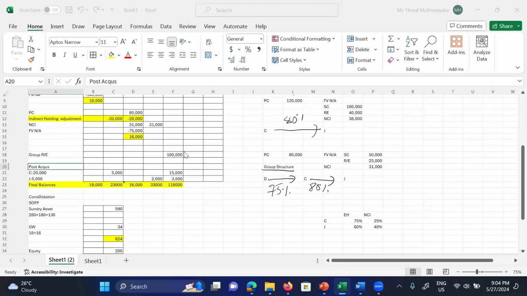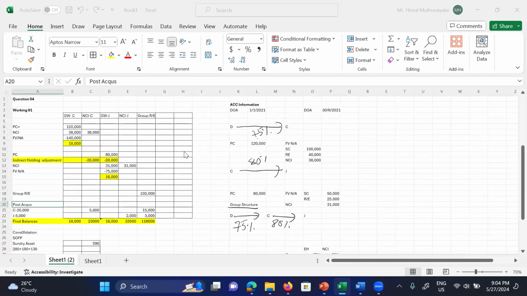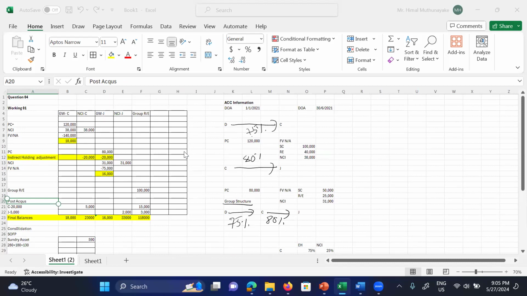Right? Clear? Are the kids clear? Yes, clear or not? Right.